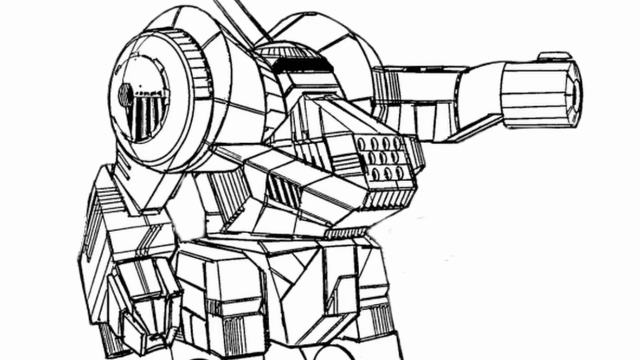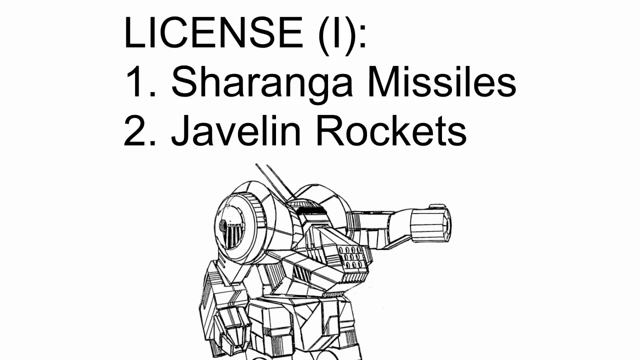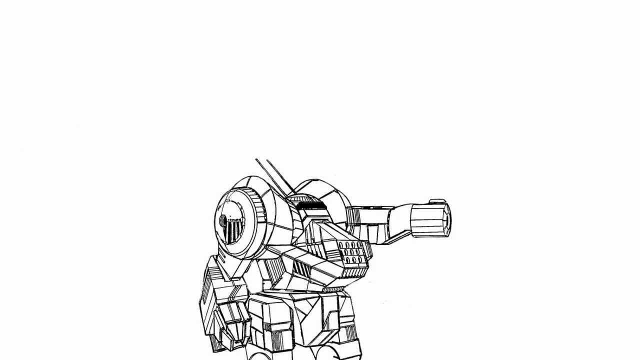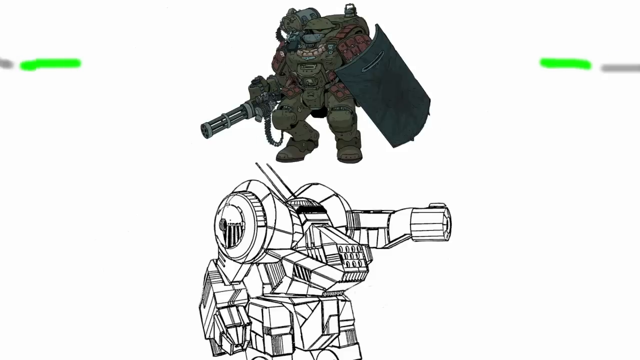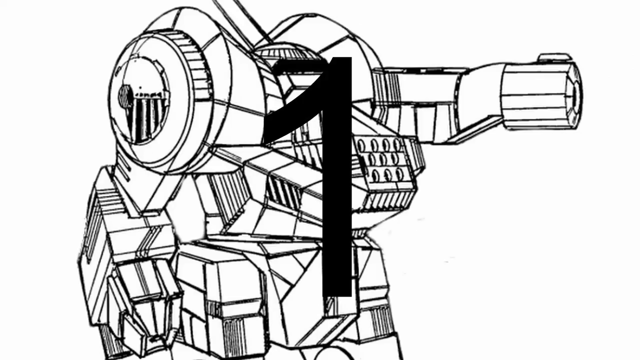On to the rest of the license, you get more missiles, starting with Sharanga missiles and Javelin rockets. Sharanga missiles is a launcher weapon that can launch 2 missiles at 2 targets at once, dealing 3 damage to each target. I know what you are thinking, can I shoot 2 missiles at 1 target? No, if there's only 1 valid target, that guy gets only 1 missile.